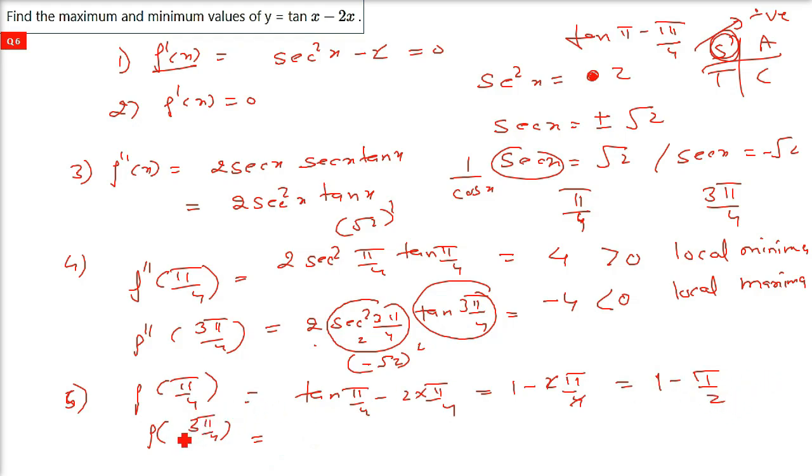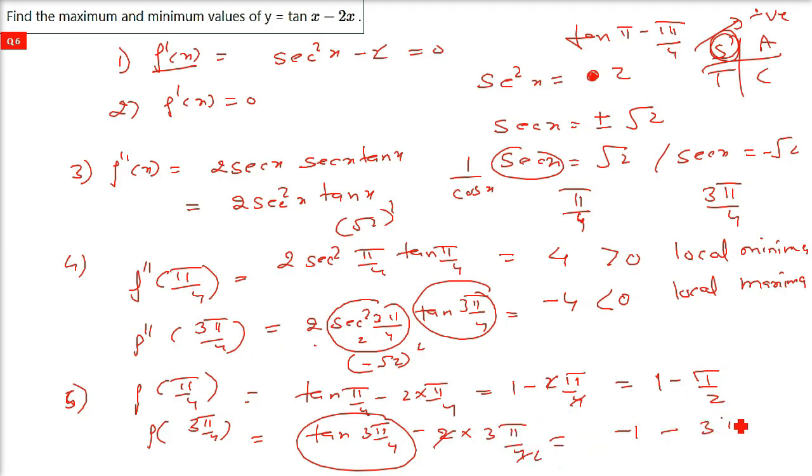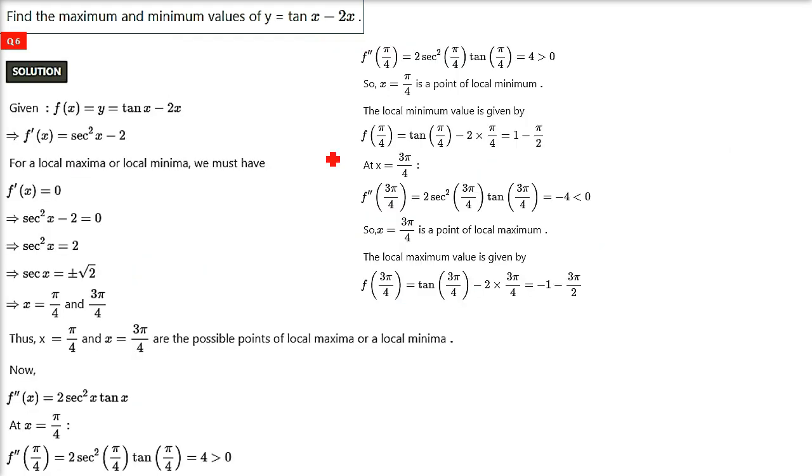The second critical point, 3 pi by 4: again just place it in tan 3 pi by 4 minus 2 into 3 pi by 4. Tan 3 pi by 4 is a negative value, and in 2 into 3 pi by 4, the 2 cancels with the denominator, so it will be 3 pi by 2. So negative 1 minus 3 pi by 2 is the second value. So this is how you are going to solve it. All the steps are being given. Whatever I have explained is in front of you. Just try it by yourself, because mine is logic, yours is writing.